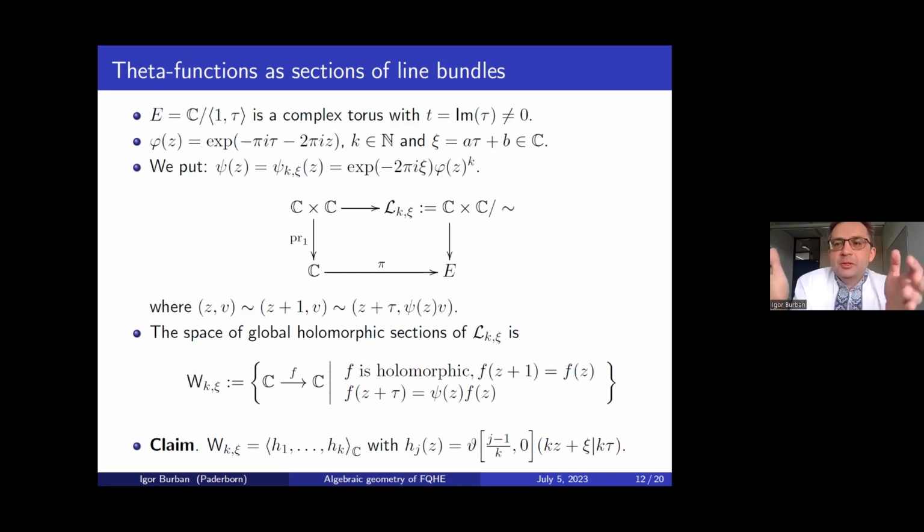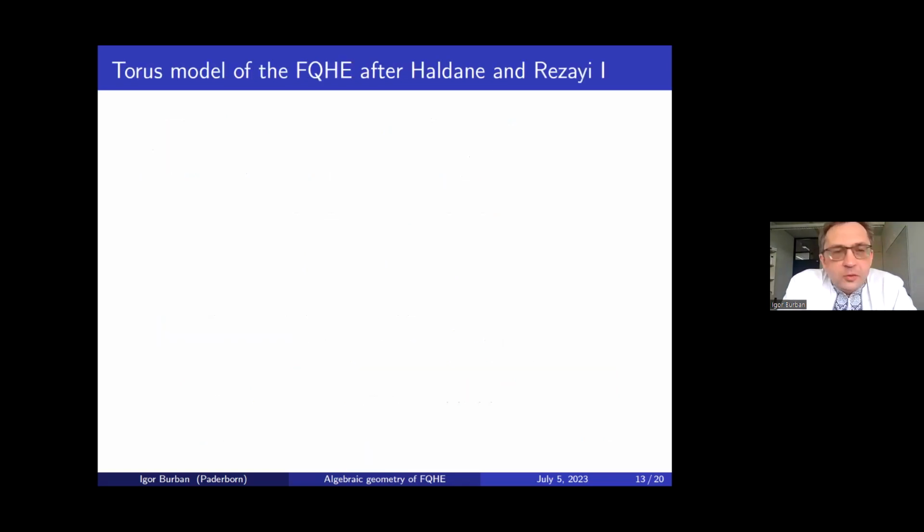So I explained that the dimension of this space is K, the degree of the line bundle. And there is a distinguished basis given by theta functions with characteristics, which can be checked just by looking at the corresponding quasi-periodicity properties. So now let me proceed to the model of the fractional quantum Hall effect on a torus. It is a work of Haldane and Rezayi from the middle of the 80s.